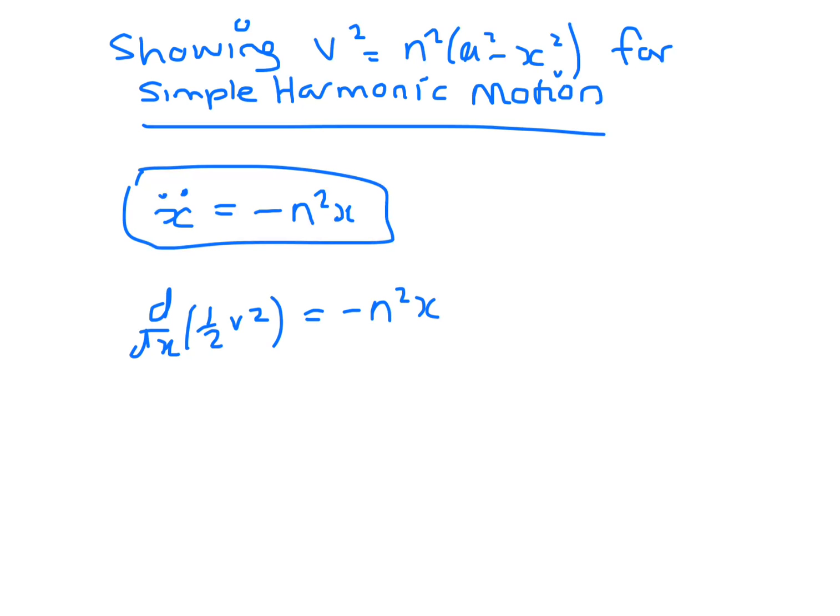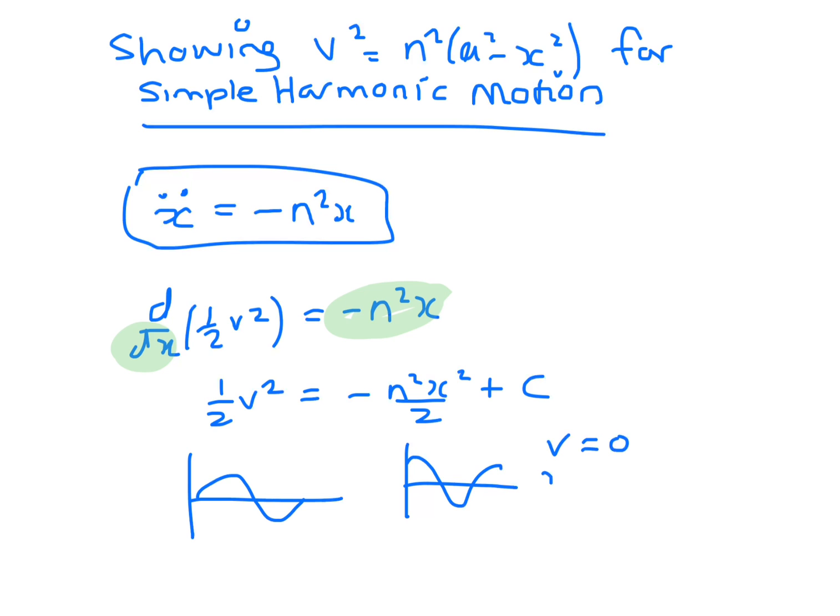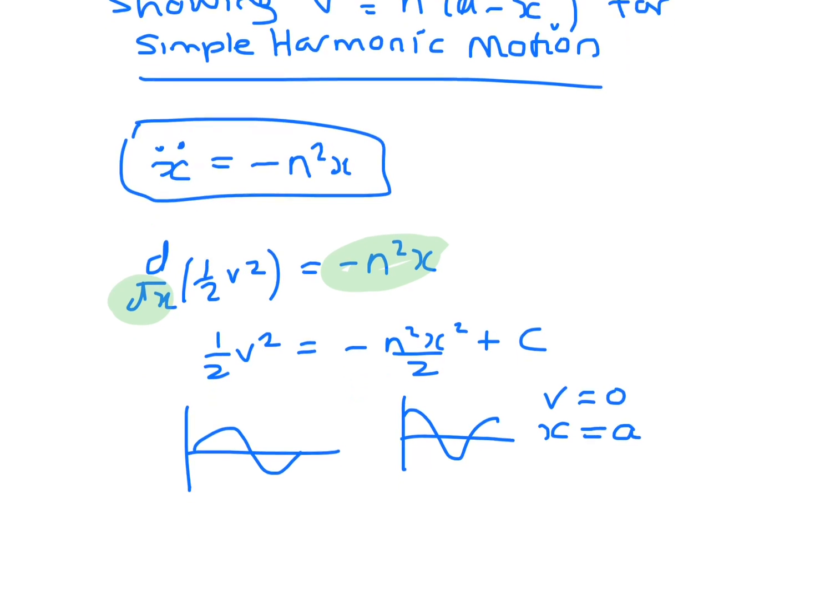So now, when I integrate, that is in terms of x, and this is in terms of x, I would straight out integrate with respect to x and get a half v squared equals minus n squared x squared on 2 plus c. Okay, now we know that when you're at the endpoints, when something is in simple harmonic motion, regardless of whether it is the cos curve or the sine curve, when v equals 0, it is at its endpoint, so x will equal a.